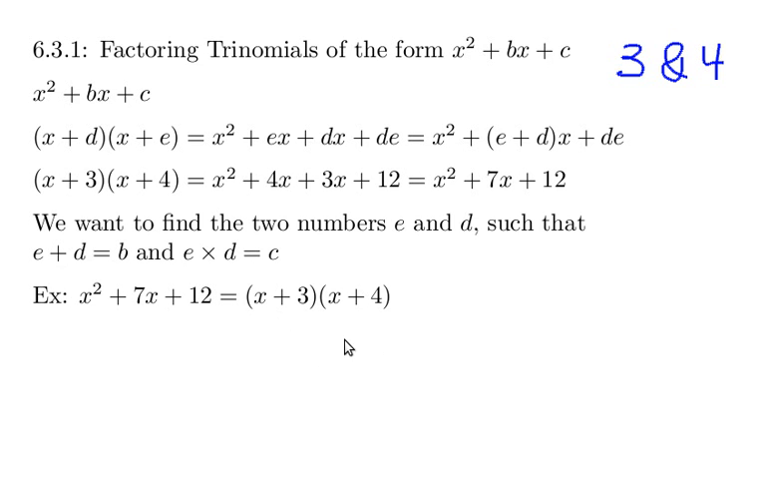And we can check this by distributing this out, and we did that up here. So we have x plus 3 times x plus 4 equals x squared plus 7x plus 12. So that means that we probably got it right.